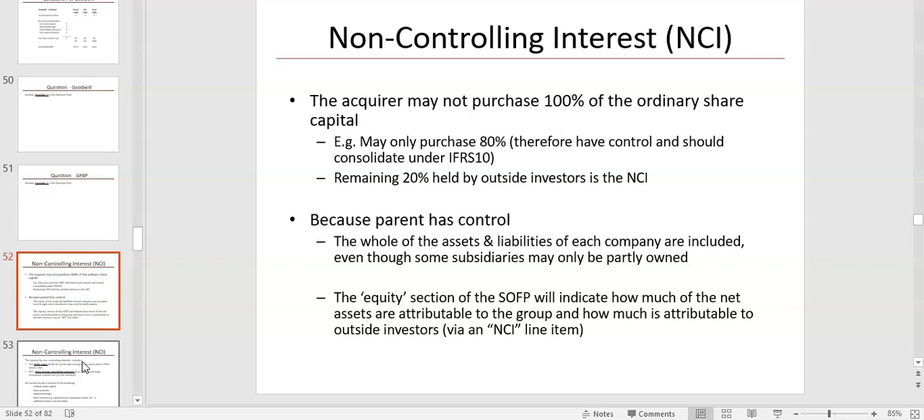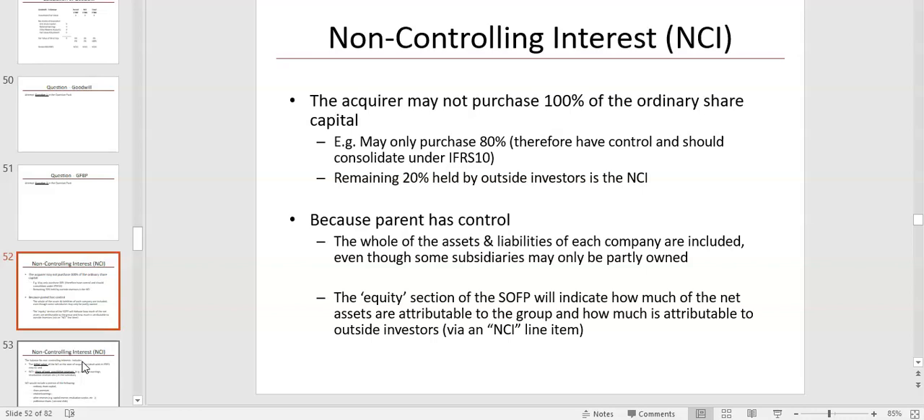So the first complication we're going to look at is, well, non-controlling interest. This NCI concept we've introduced from IFRS 10. Because if you're a parent, you may not purchase 100% of the ordinary share capital. Remember, control doesn't mean full ownership. You can still have control and only purchase 80%, for example. The remaining percentage that you don't own is called an NCI, which is held by third parties.